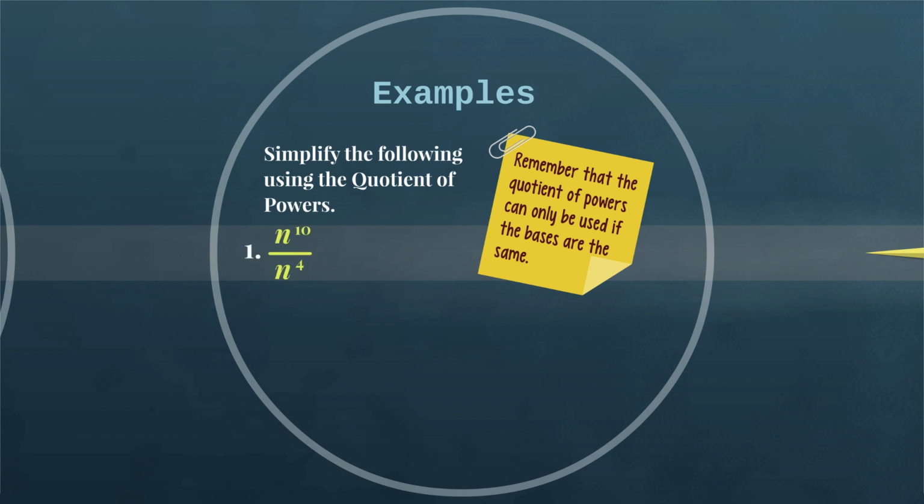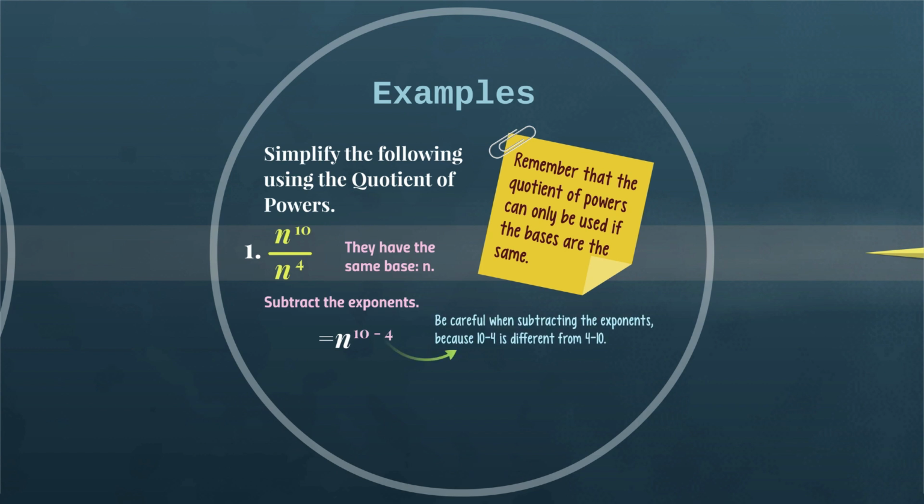Let's simplify n raised to 10 over n raised to 4. Let's check if the bases are the same. They do have the same base, which is n, so we can proceed straight to subtracting the exponents. That is n raised to 10 minus 4. Be careful when subtracting the exponents, because 10 minus 4 is different from 4 minus 10. And always remember that the exponent of the numerator, or the dividend, will be the minuend, and the other will be the subtrahend.